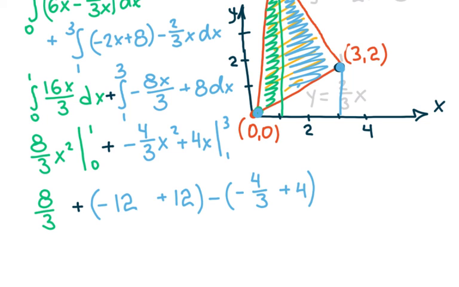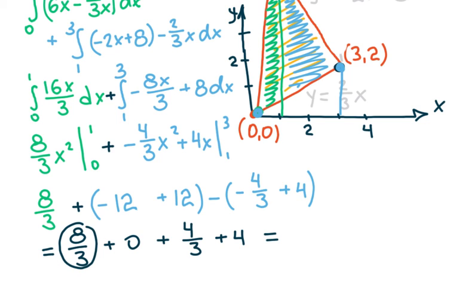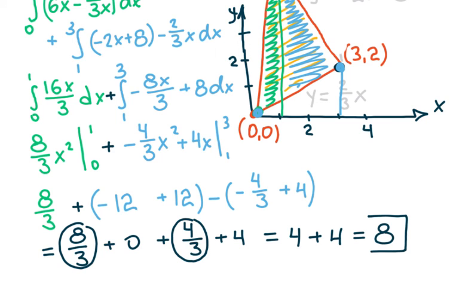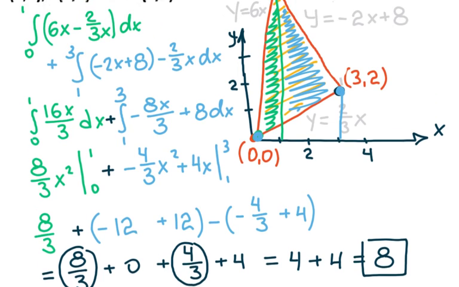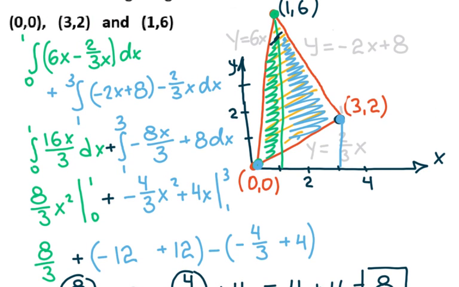Now, collecting like terms, we have 8 over 3 plus 0 plus 4 over 3 and plus 4. 8 over 3 plus 4 over 3 is 12 over 3, which is 4, plus 4 will give me 8. So the area shaded in our graph, the total area, is 8 units.